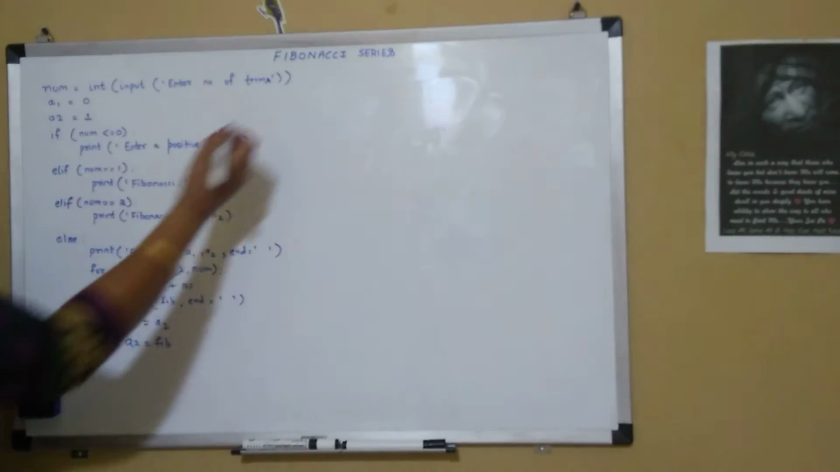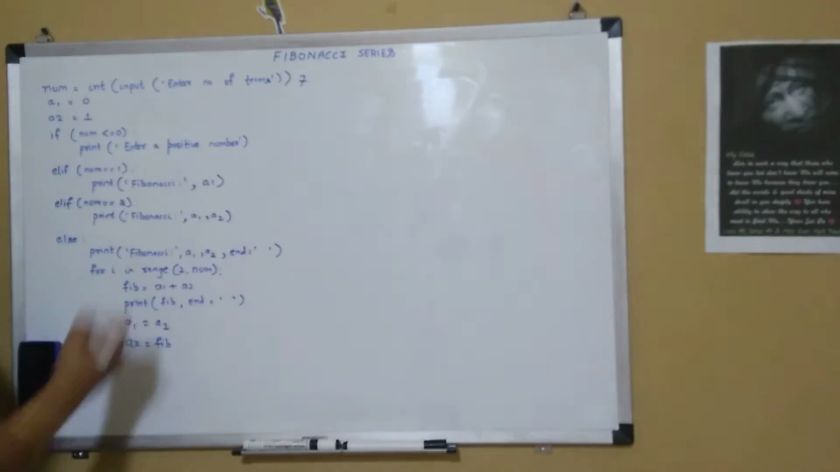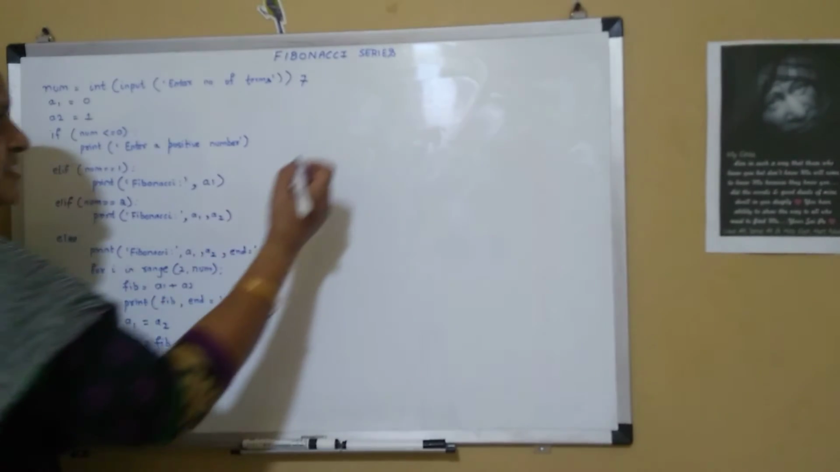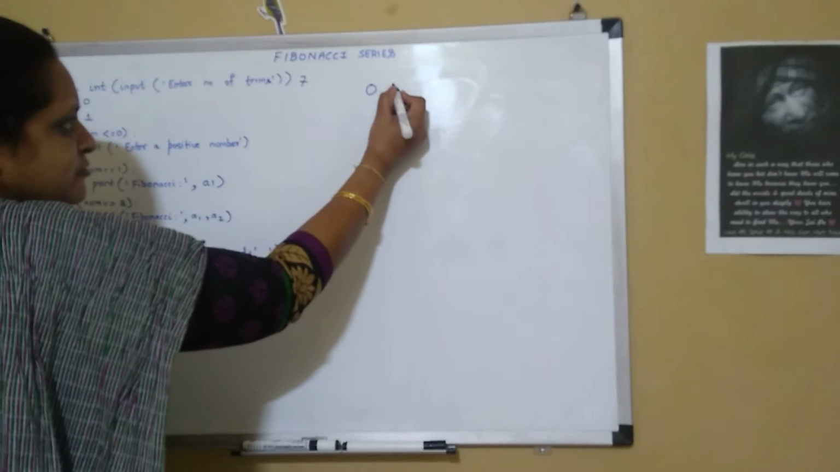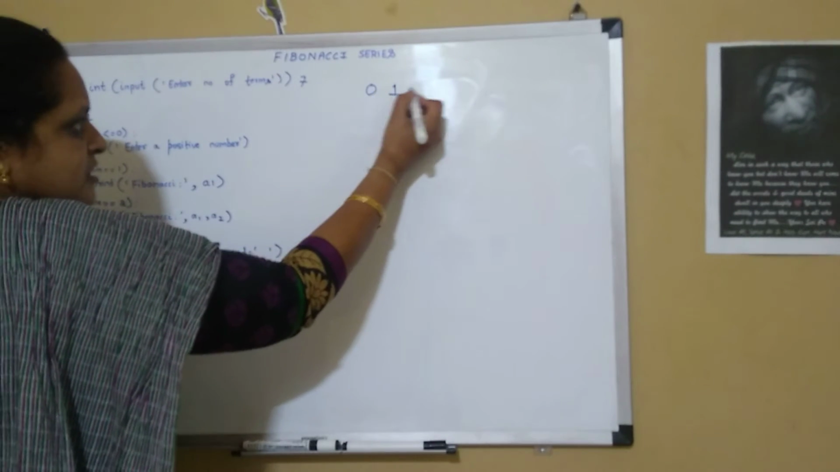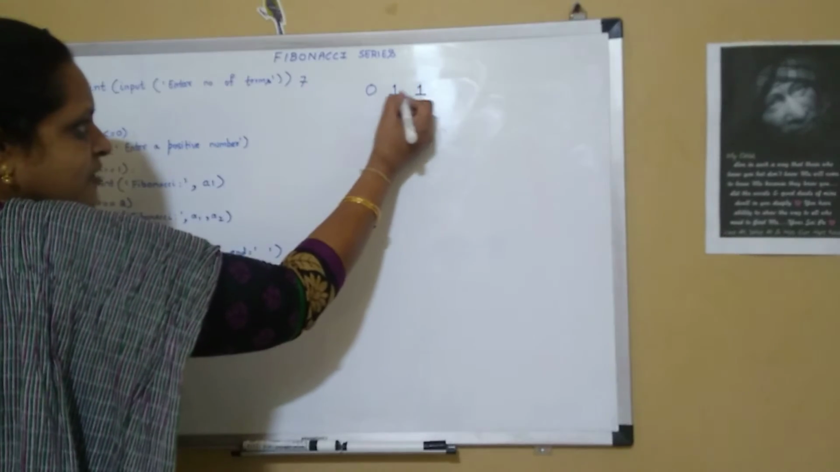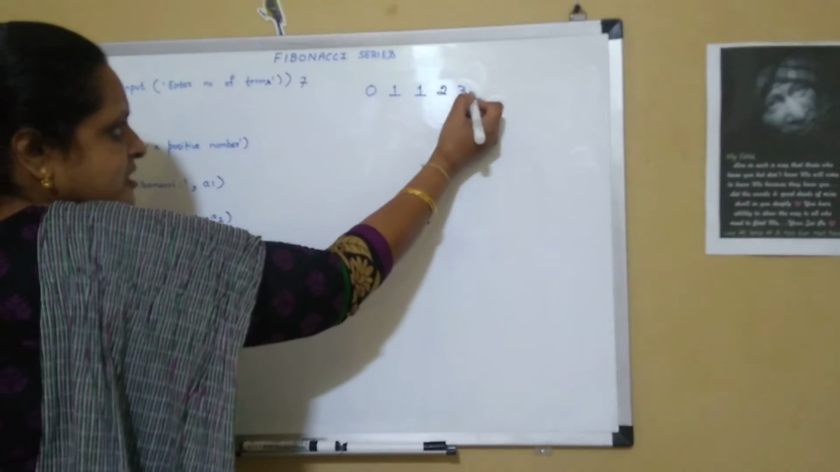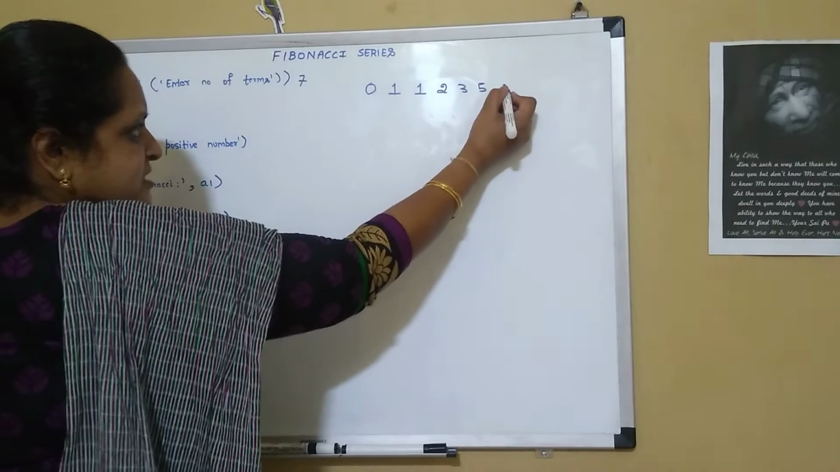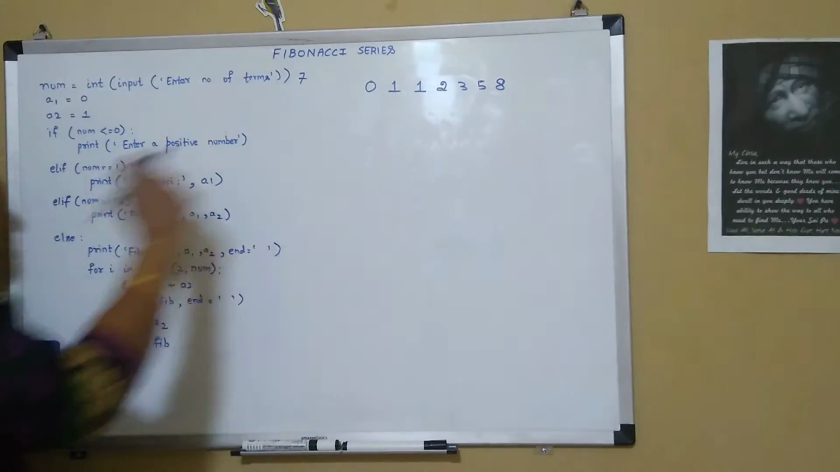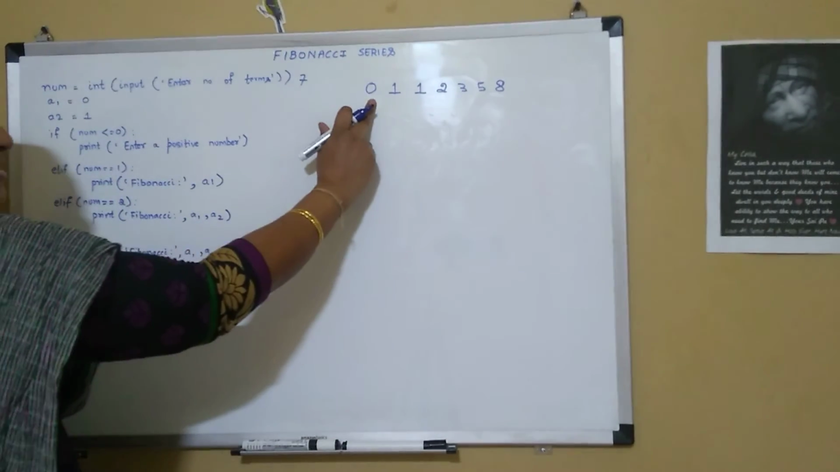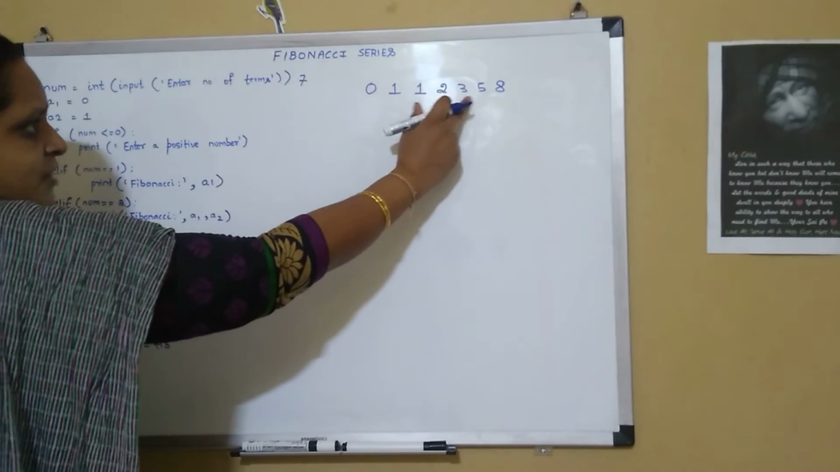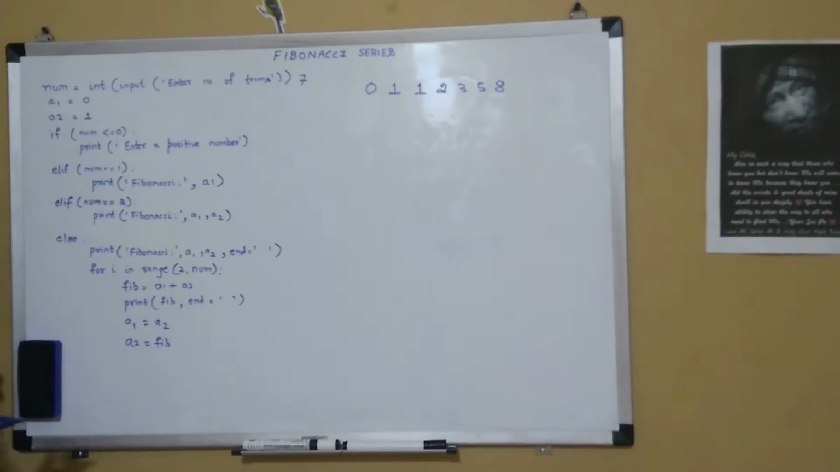So now let's take one example where the user enters the value as 7. So our series should be 0 is the default, 1 is the default. 0 plus 1 is 1, 1 plus 1 is 2, 2 plus 1 is 3, 3 plus 2 is 5, 5 plus 3 is 8. So we have to get 7 elements: 1, 2, 3, 4, 5, 6 and 7.